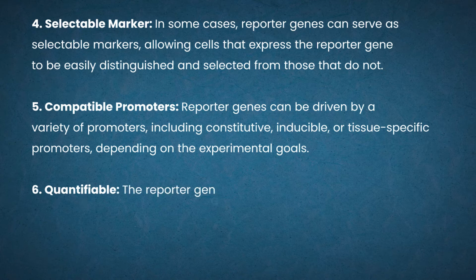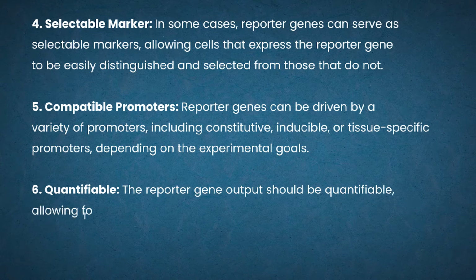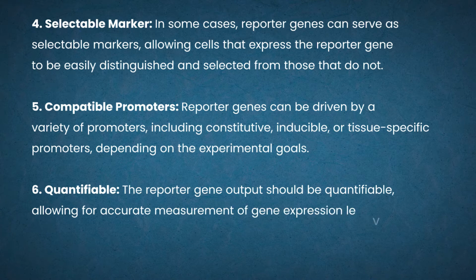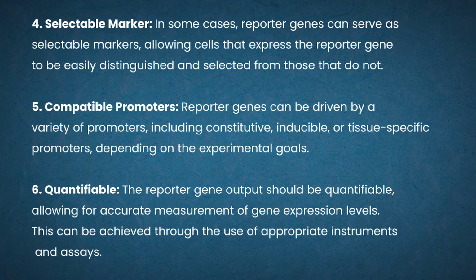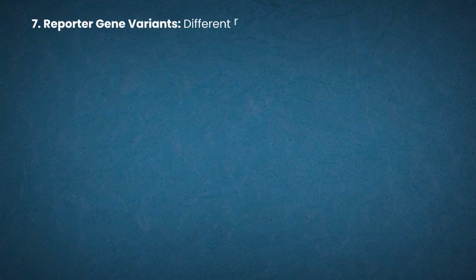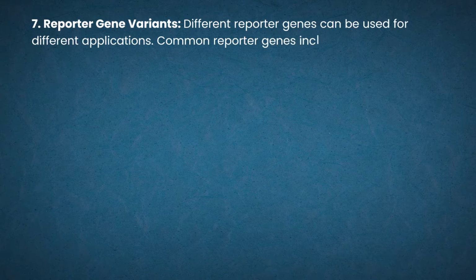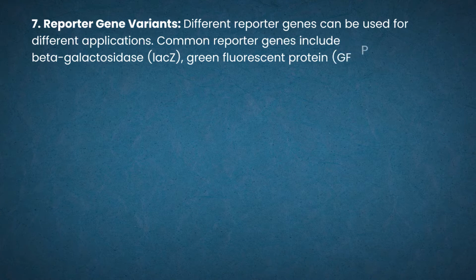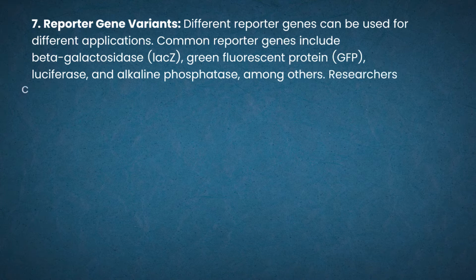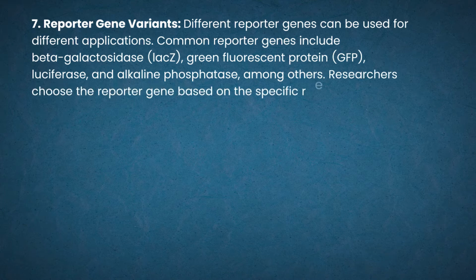Next, a very important feature for a reporter gene is that it is quantifiable. The reporter gene output should be quantifiable, allowing for accurate measurement of gene expression levels. This can be achieved through the use of appropriate instruments and assays. There are various variants of reporter genes that can be used. Different reporter genes can be used for different applications. Common reporter genes include beta galactosidase, known as LacZ, green fluorescent protein or GFP, luciferase, alkaline phosphatase, etc. Researchers choose the reporter gene based on the specific requirements of the experiment.